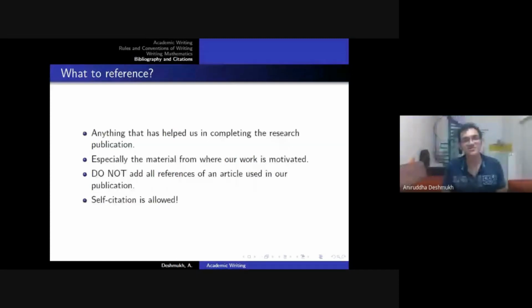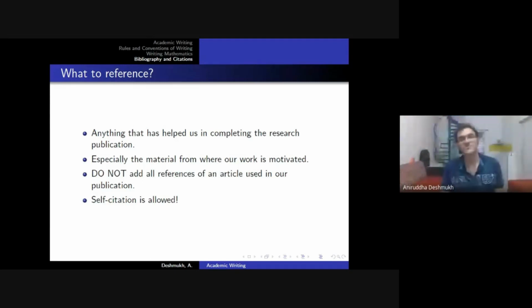Now, what all things should be our references? First of all, as I have previously mentioned, anything which has helped us in completing our research is a reference, so it must be included in our bibliography section. And especially that material from where our work is motivated should be included. And self-citation is allowed, which means that suppose you are extending some theory of your own. Suppose you have published a paper and now you have understood that this could have been done better using so and so result, and now you want to publish this new result, then you can cite yourself. That is not a problem.